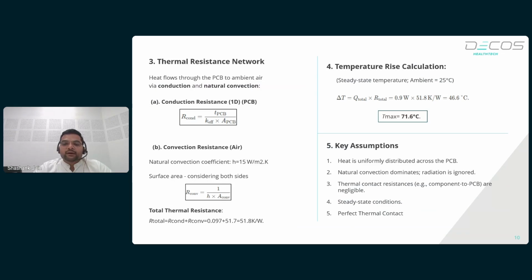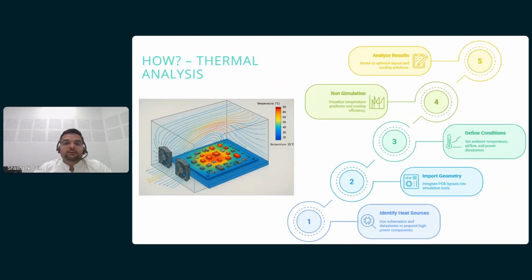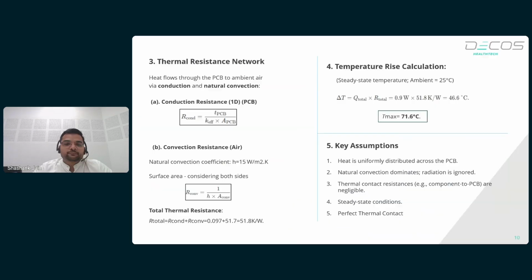Although I already mentioned the assumptions during my explanation of the hand calculation, I have also consolidated them at the bottom right corner under the heading of key assumptions. I'll just reiterate the assumptions before we move on to the next slide.